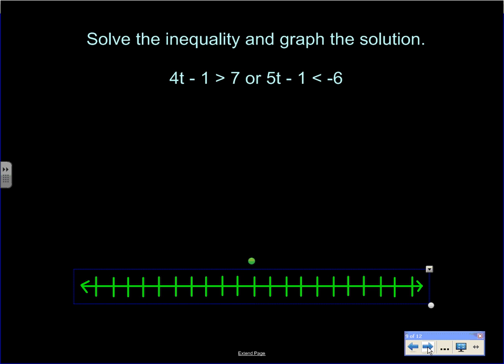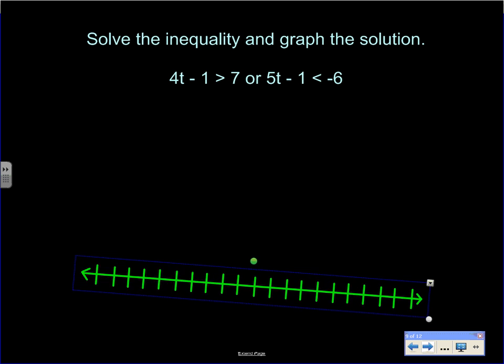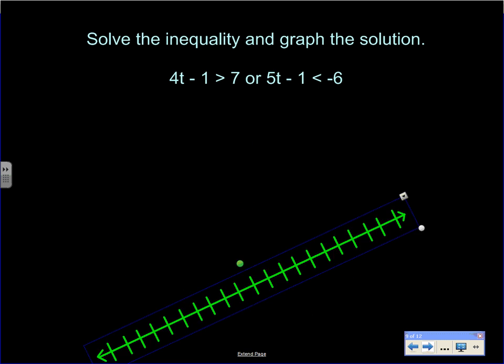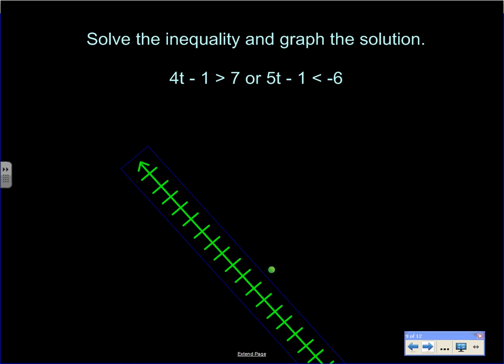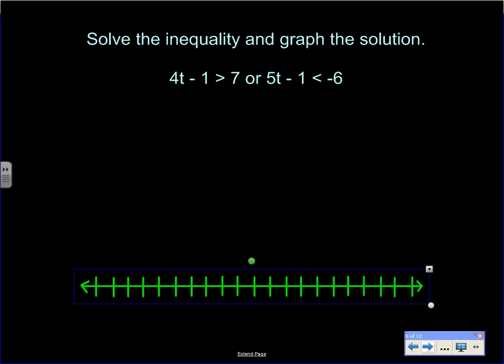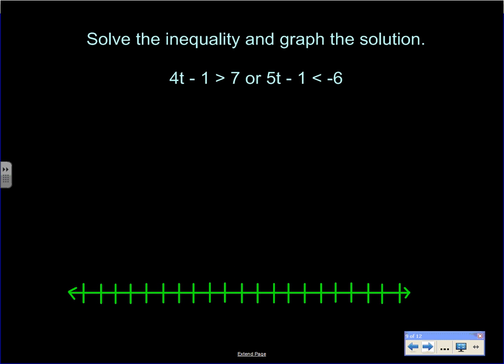The next one says "or." All right, let's get back to our compound inequalities here. When we see "or," we know that our solution set only has to really make one of these inequalities true. Okay, so let's start here.